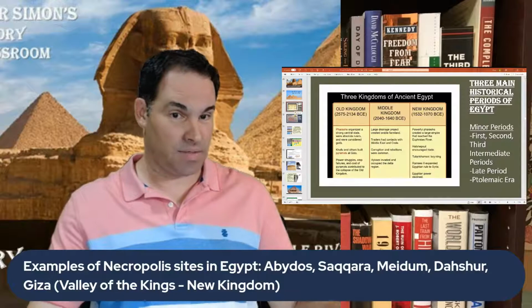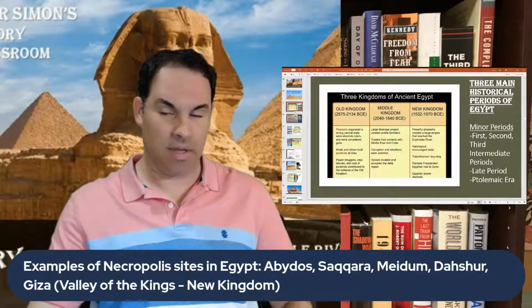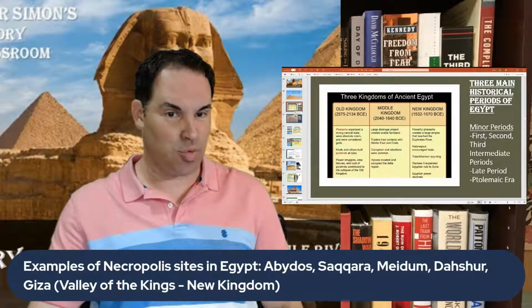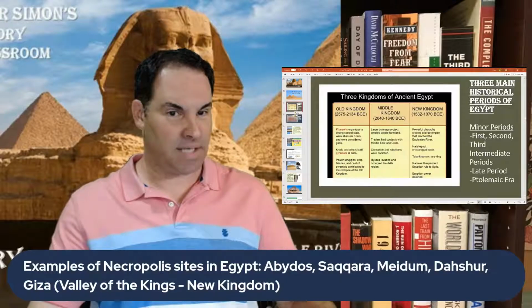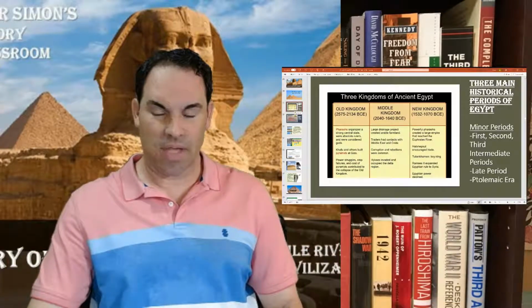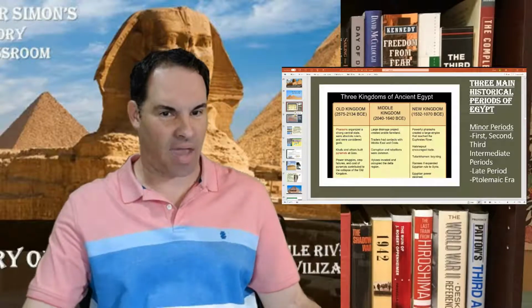Then the Valley of the Kings was built by the New Kingdom. That was a series of rock-cut tombs that were built by the 18th to the 20th dynasties in Egypt. So these are all different necropolis sites that they had, of course, in ancient Egypt.